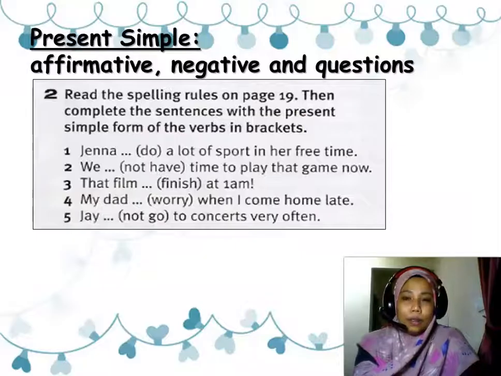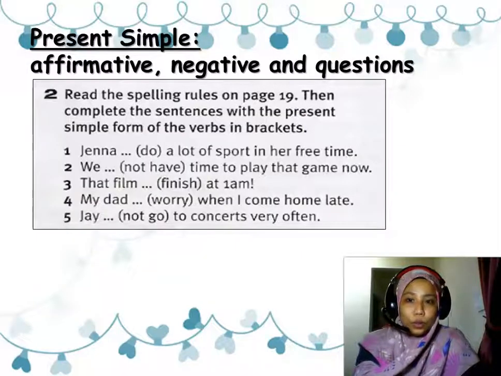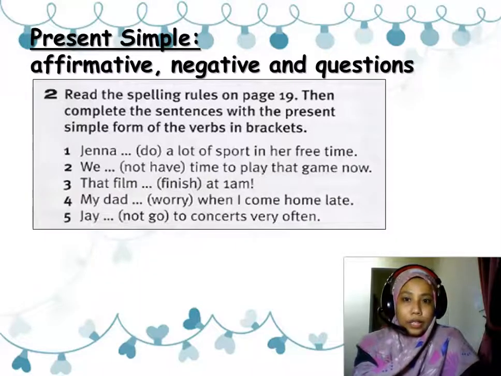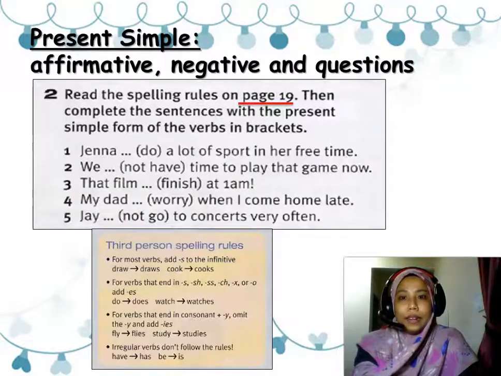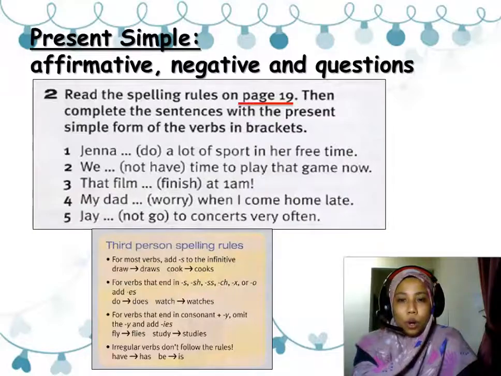Next, we move to the second practice. I am going to read the instruction to you. Read the spelling rules on page 19. Then, complete the sentences with the present simple form of the verbs in brackets. Number 1. Jenna does a lot of sport in her free time.